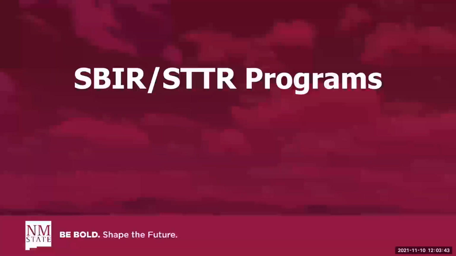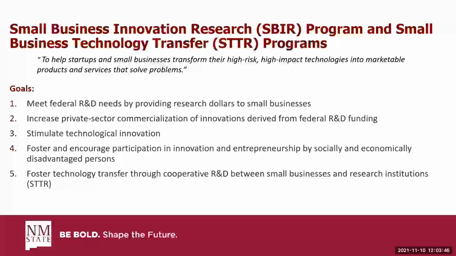So the SBIR and STTR programs, what are they? SBIR stands for Small Business Innovation Research, and STTR stands for the Small Business Technology Transfer Programs. We often call these sister programs. They're very, very similar, but there are some key differences that we will cover here in a little bit. And really, these programs were designed to help startups and small businesses transform their high-risk, high-impact technologies into marketable products and services that solve problems. So the end goal of these programs is commercializing a technology or product and getting it into the market.